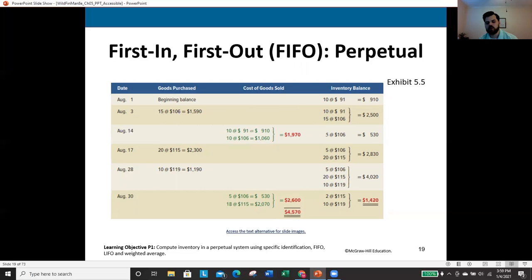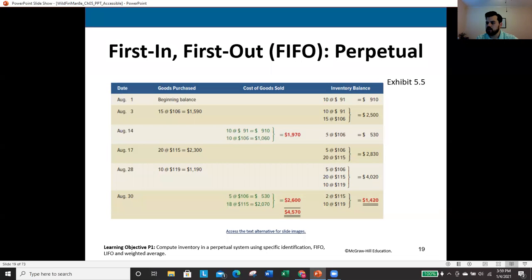Now on August the 14th, we made a sale. It looks like we sold a total of 20 units. But under FIFO, what we see is the first ones in are also the first ones out. So when it comes time to make my sale, the first units I sell are these 10 units at $91 from this inventory balance account. Why do I sell only 10? Well, there's only 10 in that layer. So I can't sell 20 units at 91 because I only had 10. So these 10 units at 91 will have to come down, and we'll end up getting marked out there.